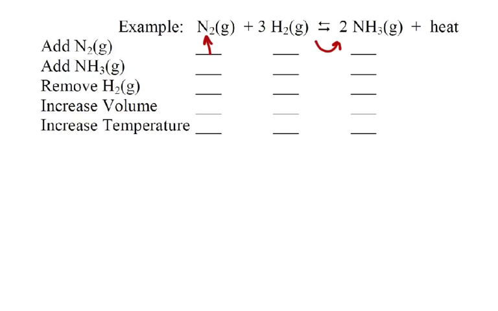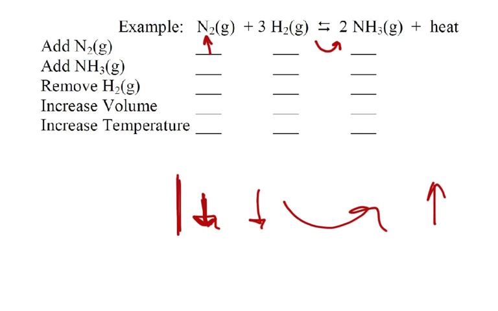Now, even though I'm shifting to the right, and shifting to the right means I'm going to use up these two chemicals, and I'm going to make some of this chemical, well, even though I've used up some of this chemical, I added it. And it turns out that it reaches a new balance before it has a chance to use up everything I added. So my net change here is always going to be up. So whatever I add, the net change is going to be up. Whatever I take away, the net change will be down on that.